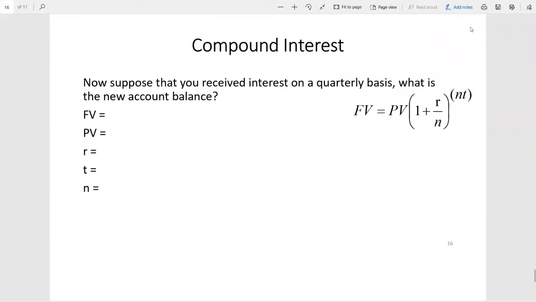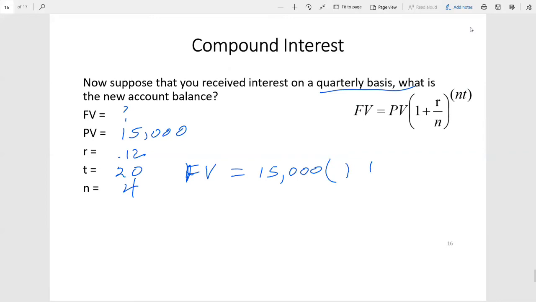Suppose you receive this on a quarterly basis instead of a monthly basis. Here again, you want to find out the future value. It's $15,000 is your principal or present value. The rate is 0.12. Time is 20 years, but N is 4. So you have basically the same formula except a different compounding period.